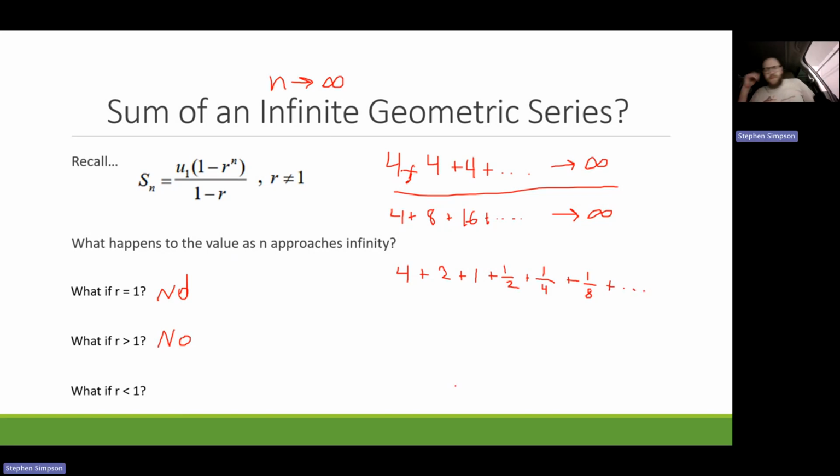So what do you think? Is it going to add up to something? Is it going to approach infinity? We're still adding forever, but the things we're adding are also getting smaller and smaller. They're getting infinitely small. So it turns out that with a little bit of investigation over here, we can actually figure this out. So let's say that r was, for example, 0.1.